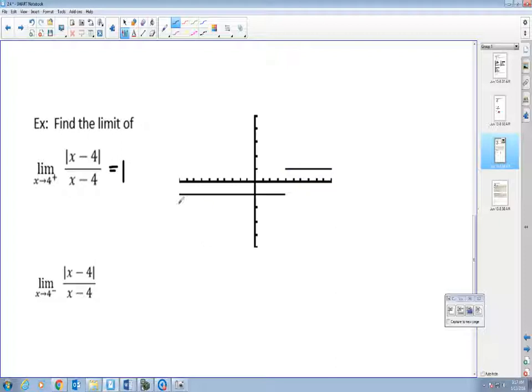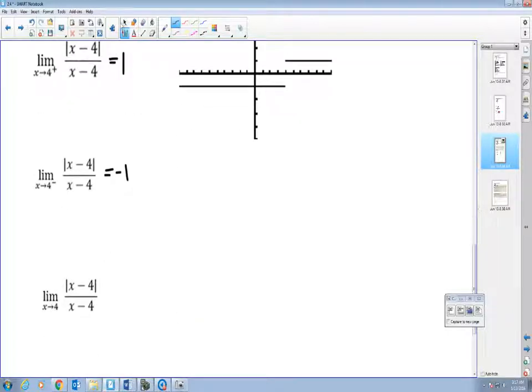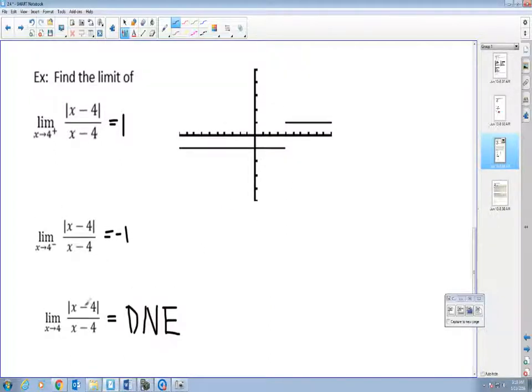Now if I go from the left, which is right here, as x approaches 4, my limit is actually going to be -1. So the limit from the right is not the same as the limit from the left. Therefore the limit of this function as x approaches 4 does not exist. Does not exist. The limit from the right and left have to be the same, otherwise the limit does not exist.